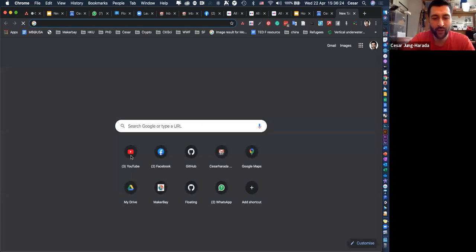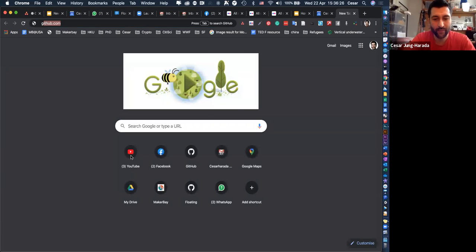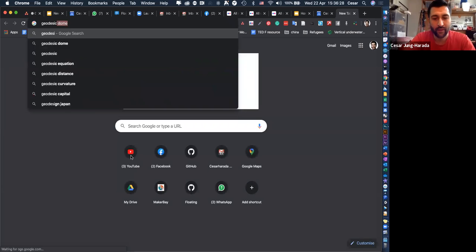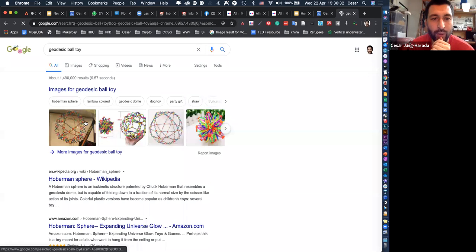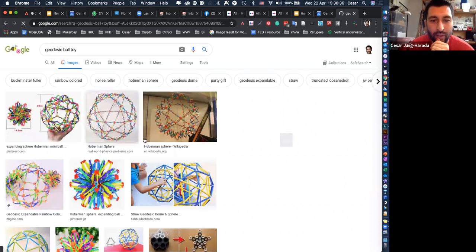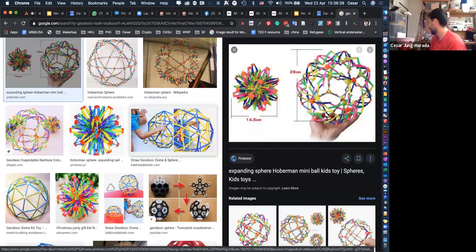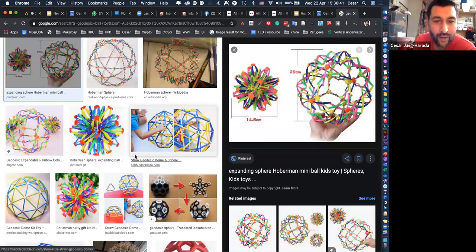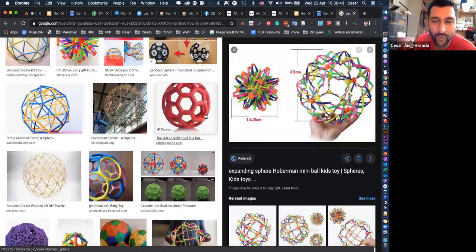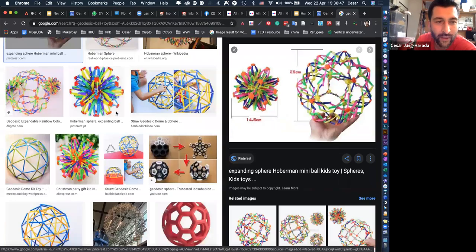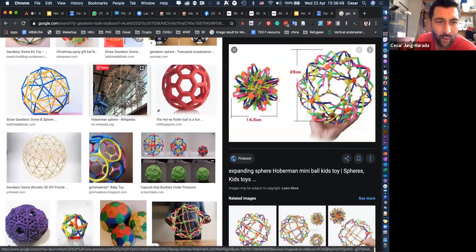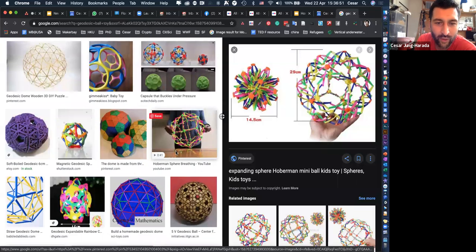It reminds me of this toy, you probably know it, right? Oh yeah. I'm wondering if it's a dome that expands. Hoberman sphere. That's the name I was searching for. Hoberman sphere.